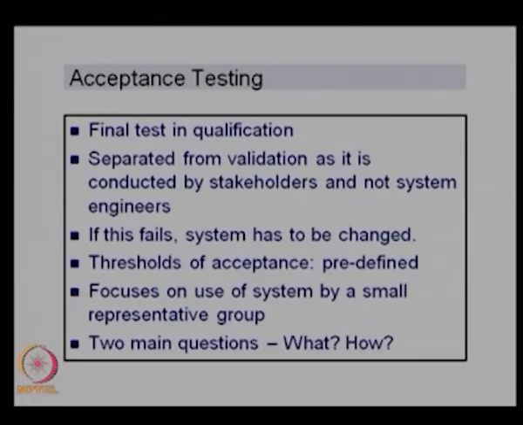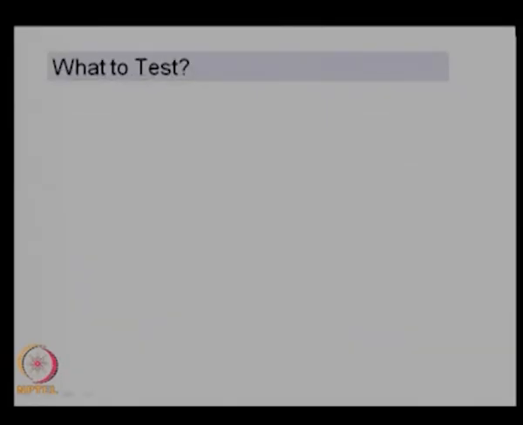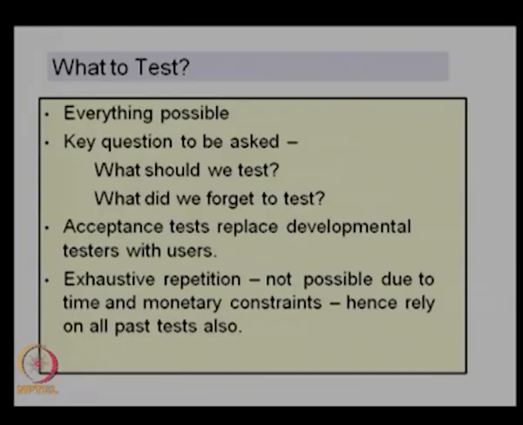The two main questions asked here are what to test and how to test. What are the things to be tested in the acceptance test, and how to do this testing. These are the two important aspects in the acceptance testing. The question of what to test is the first one. Basically the answer is everything possible. There are no restrictions on this. Whatever you can test, we can do the testing.